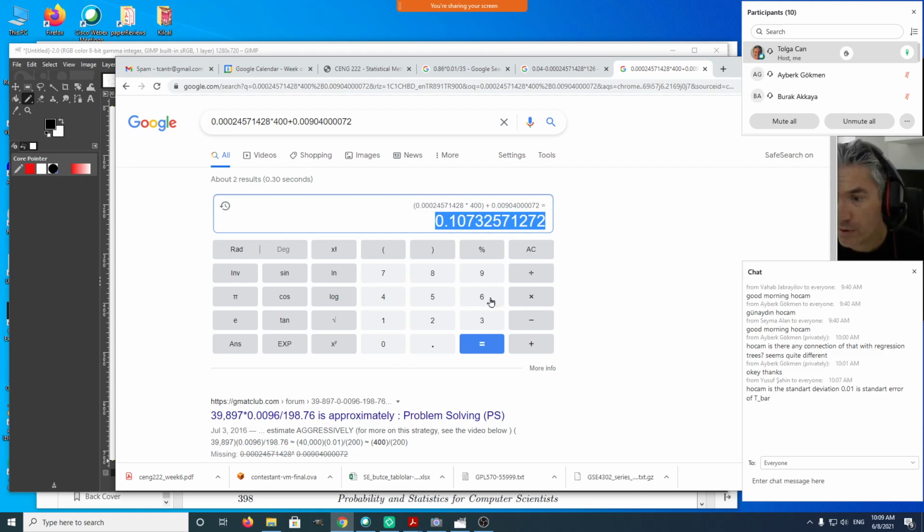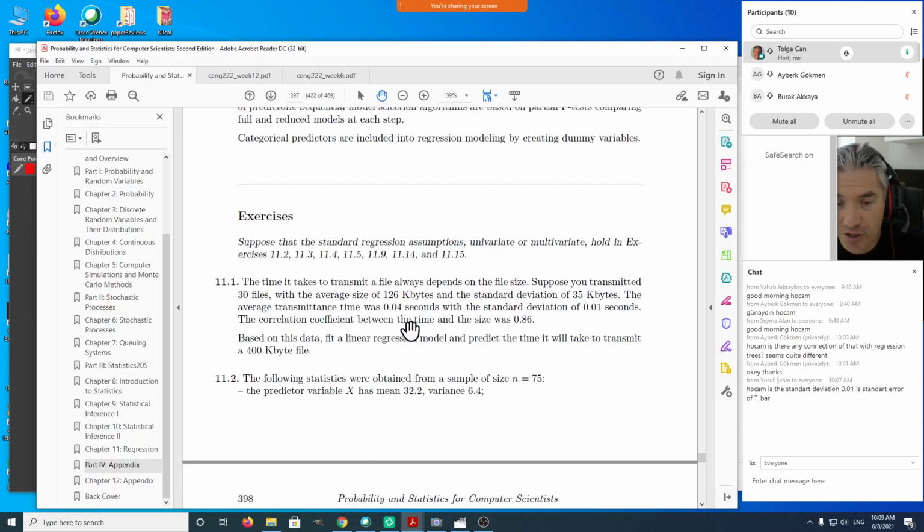Oh, it was 0. The standard, let me see, is the standard deviation 0. No, it's not the standard error of t-bar. It's information given to us about the sample. So the average transmission is this, and the standard deviation of this. I remember, so I can see why it's confusing, because in one of the questions I solved in chapter 9, I think, I interpreted a sentence that was given like this as the standard deviation of the average. If you think of it like that, it becomes the standard error.